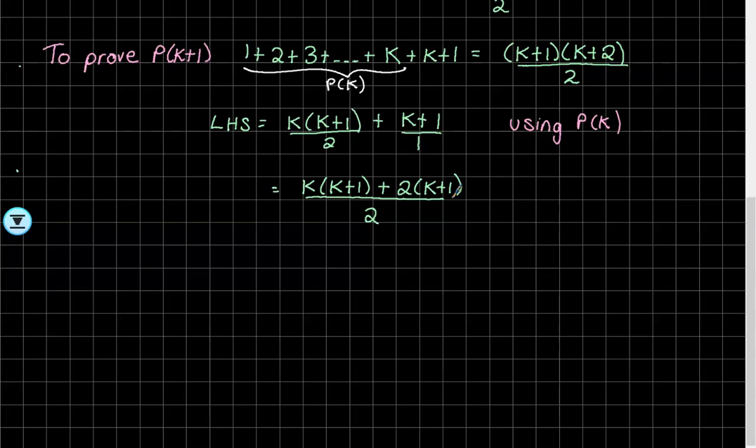And again, I appreciate your copying down madly. You've got 2 options at this point. You could expand and then factorize, but what you should always try and do is ask yourself, is there a common factor? Yep. Absolutely. What's my common factor? k plus 1. So k plus 1, k plus 1. I'm going to pull that out.